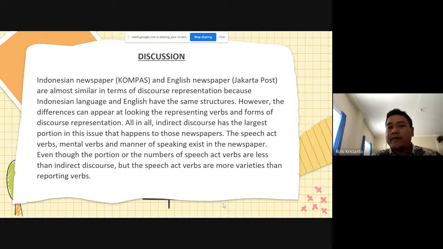Speech act verbs, mental verbs, and the manner of speaking exist in newspaper, even though the portion of the number of speech act verbs are less than indirect discourse, but the speech act verbs are more varieties than reporting verbs. So yeah, it is clear that there are a ton of words, and those words are related with indirect translation. Yeah. Next, please.